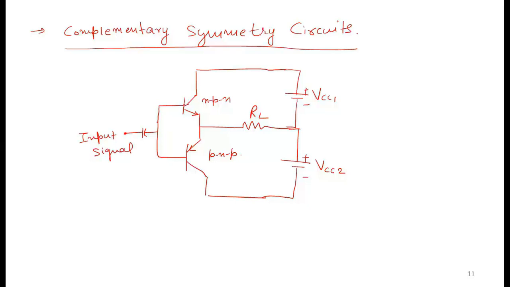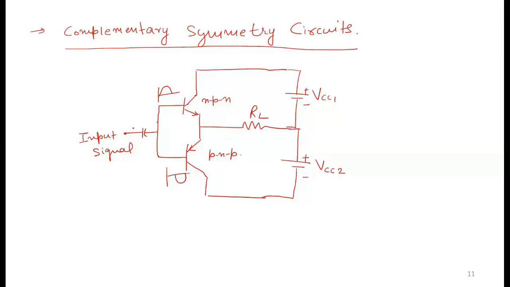Since these two are complementary to each other, the NPN transistor will be on when we apply the positive signal at the base. It means it will be on when the positive signal is applied. The PNP transistor will be on when the negative signal is applied. Hence this is called the complementary symmetry circuit. Symmetry means the parameters of these two circuits are matched or similar to each other, so that there should be no distortions in the output.